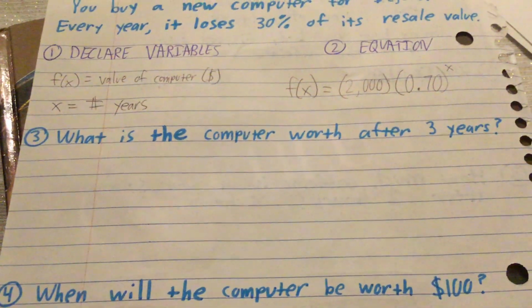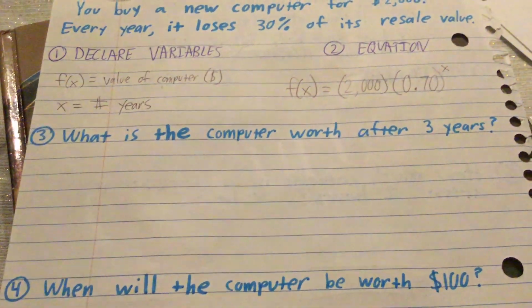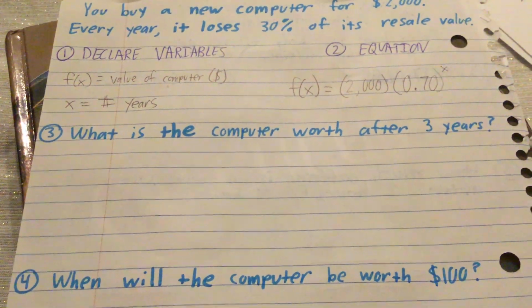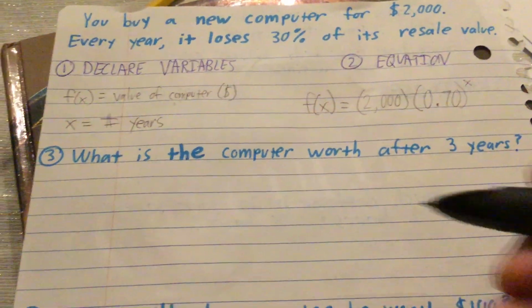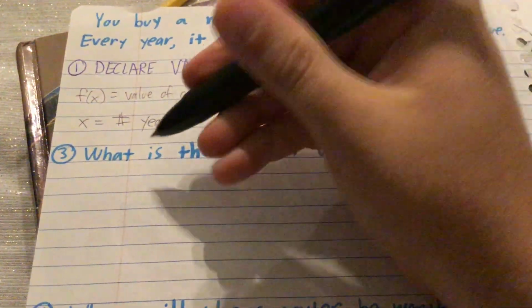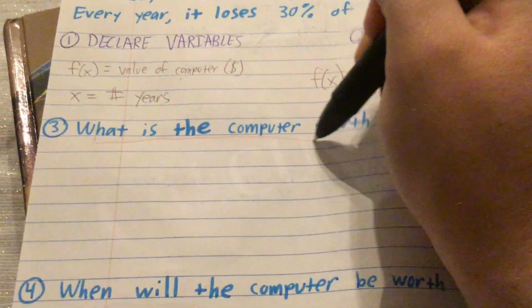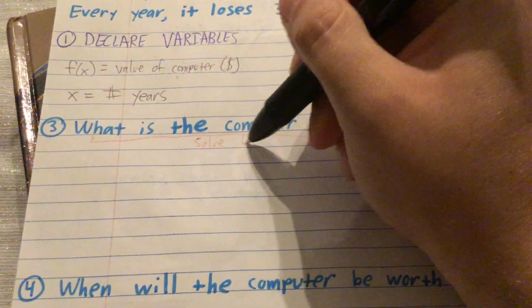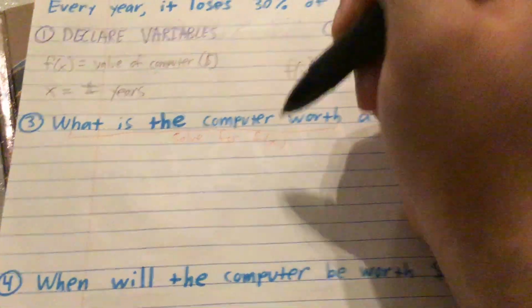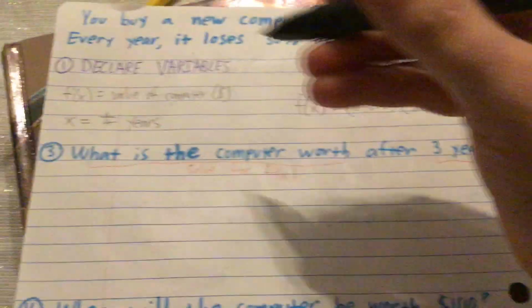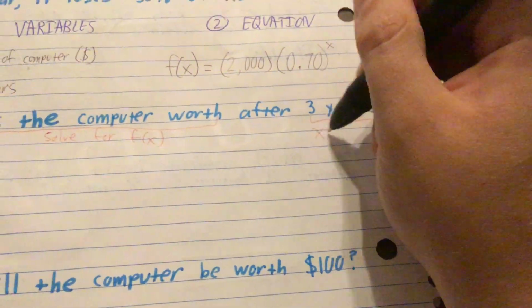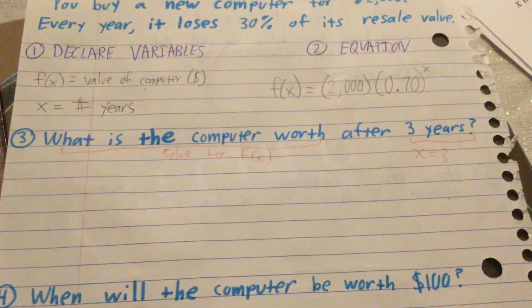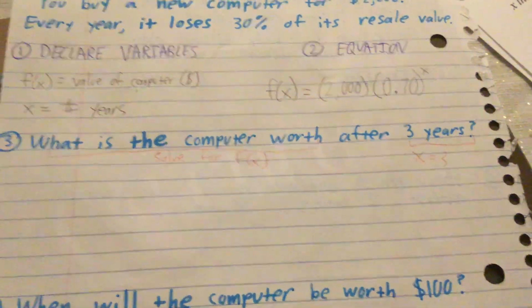How much is the computer worth after 3 years? So what information does this tell me? Well, what is the computer worth? It's like the question is asking, I don't know what f of x is. Solve for f of x. After 3 years, x is equal to 3. So x is equal to 3, solve for f of x. The strategy is in the question. So once I've got the equation, I'm in business.